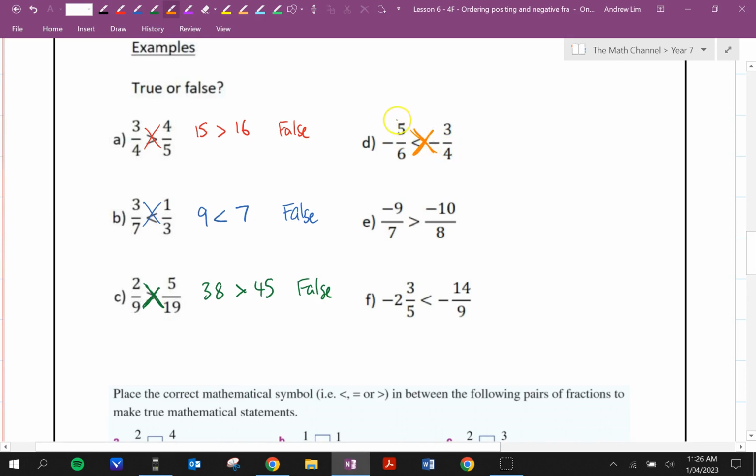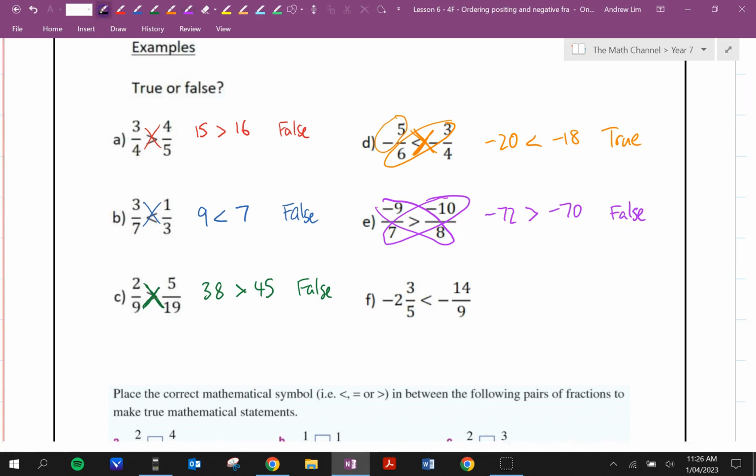Cross multiply. Minus 5 times 4 is minus 20. Put a symbol. 6 times minus 3 is minus 18. Is that true? Yes, that's true. Cross multiply. Actually, we need to do this one first. Minus 9 times 8 is minus 72. Put the symbol. 7 times minus 10 is minus 70. Is that true? No, that's false.